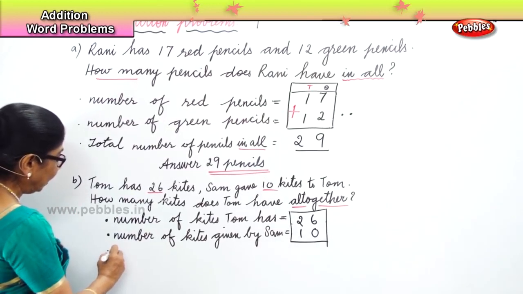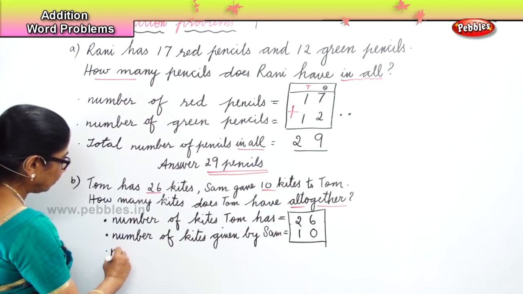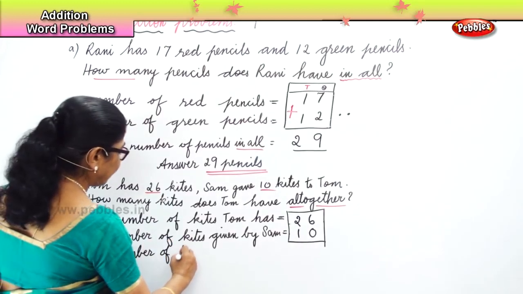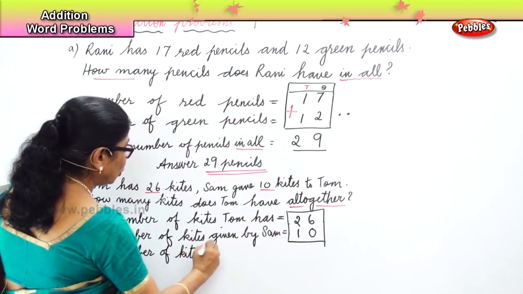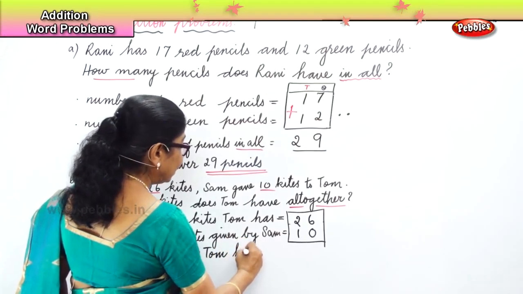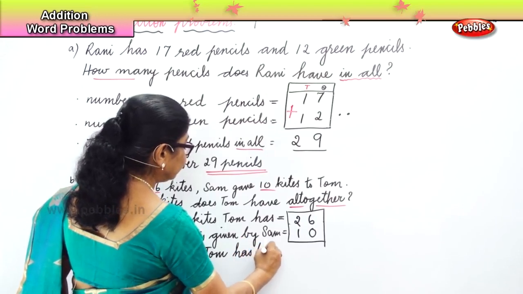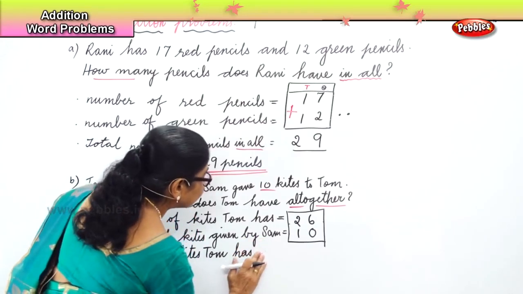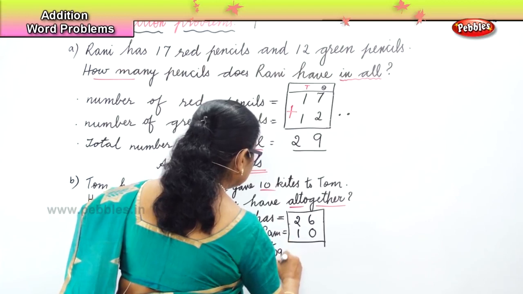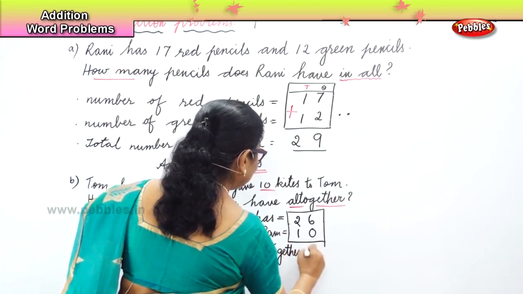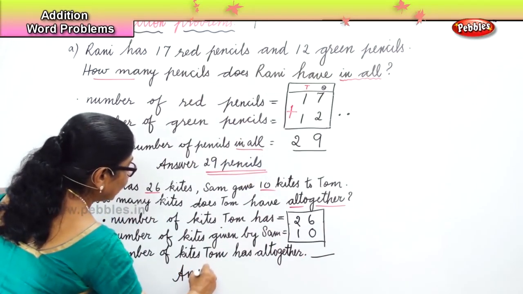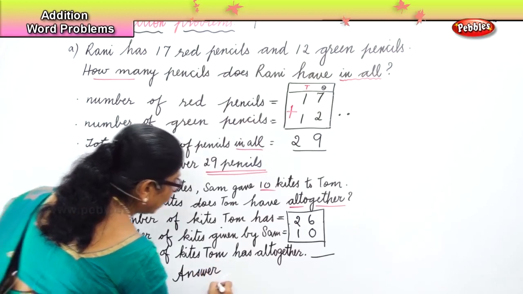Or you can say number of kites Tom has altogether. And that will be your answer. Okay. Now, when you get your answer, you will write answer and you write what it is.